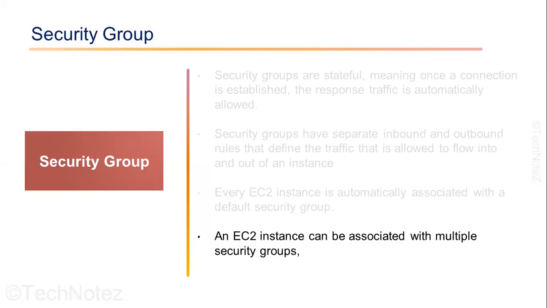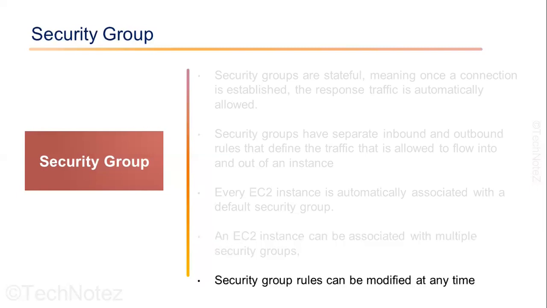An EC2 instance can be associated with multiple security groups, allowing you to apply multiple sets of rules to the same instance. Security group rules can be modified at any time, allowing you to change the level of access to your instances as needed. AWS also provides tools and services for auditing and logging security group activity, such as Amazon CloudWatch Logs and CloudTrail.